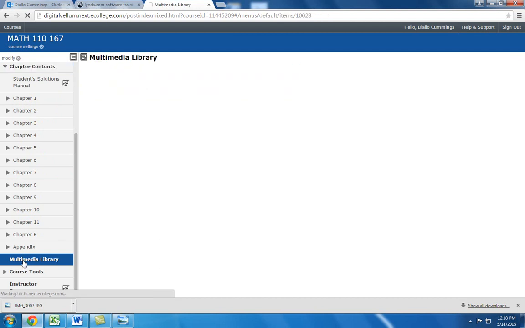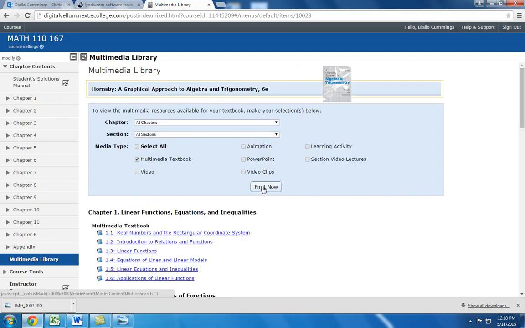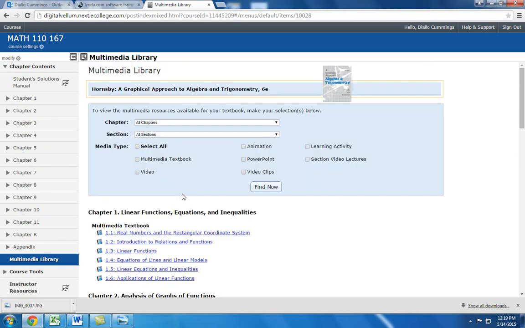And also there's a Multimedia Library section. And in this Multimedia Library section, there's again a spot where you can find the textbook. You can go into the textbook. Also within the Multimedia Library, there's some videos. There's some video clips. There's also some section video lectures. So if you ever get to a point where you're stuck in the course, there are some videos that are embedded within the Multimedia Library section which you should take a look at.